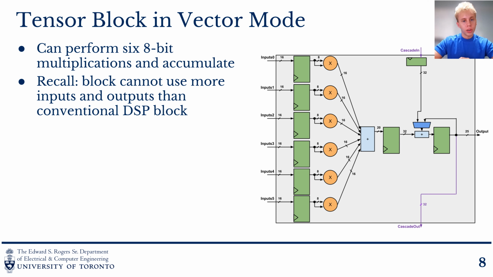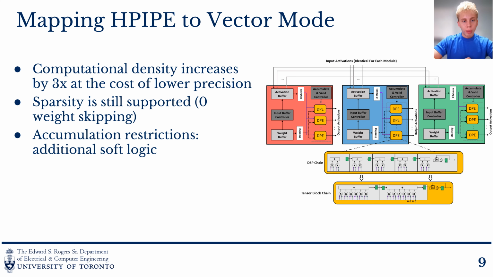Vector mode, recall, can perform 6 8-bit multiplications and an accumulate. This is because we're limited by the number of inputs and outputs in a DSP block, so we can't use all 30 multipliers if we want this much flexibility, which we do need for sparsity. Mapping HPIPE to vector mode increases our computational density by 3x at the cost of lower precision. So we're using 8-bit instead of 18-bit. We still support sparsity as the inputs are completely independent, and we have some additional accumulation restrictions which result in extra soft logic.